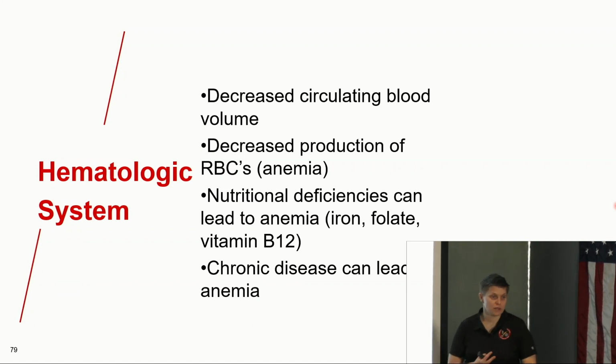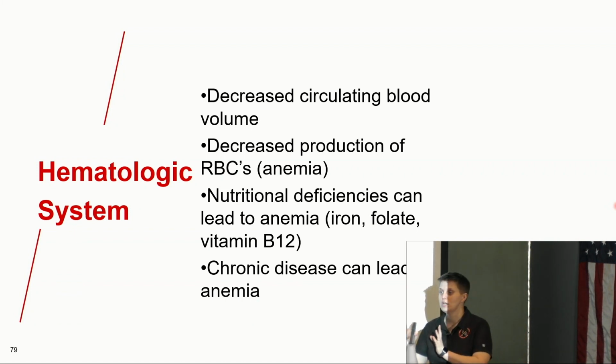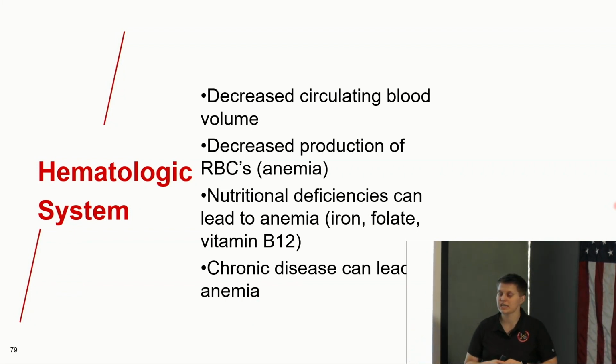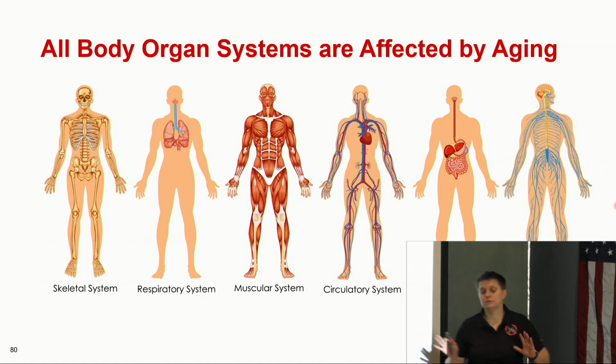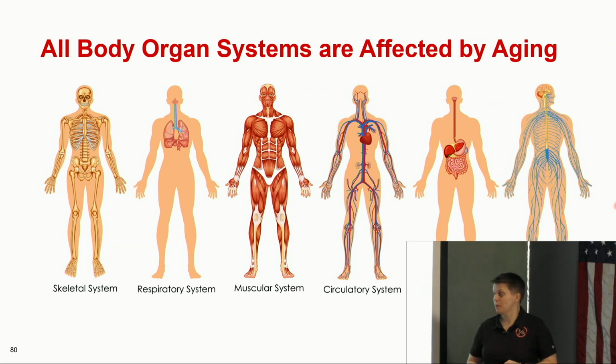Lower production of red blood cells leads to anemia. Nutritional deficiencies, which might be due to a whole host of reasons, from financial insecurity to typical changes in someone's ability to taste or produce saliva, might actually lead to anemia. And then other chronic diseases can also lead to anemia. So that's all of the body systems that we are going to talk about.